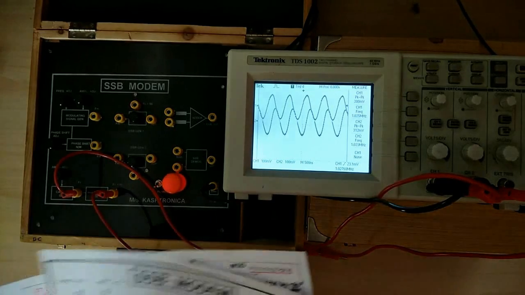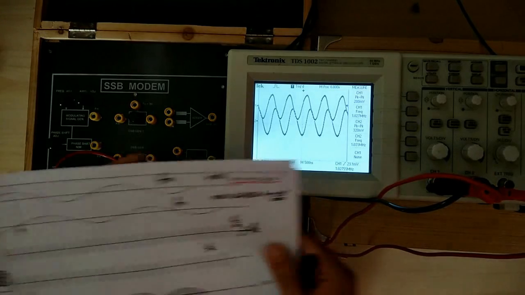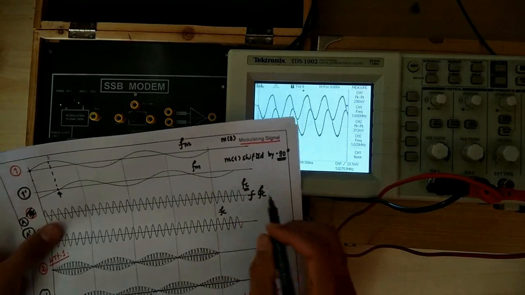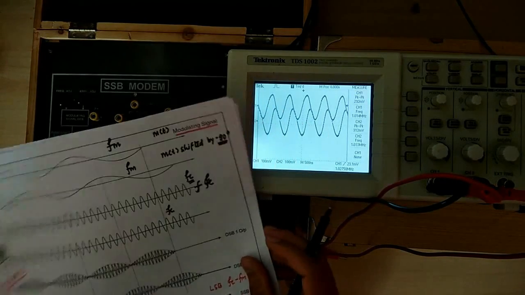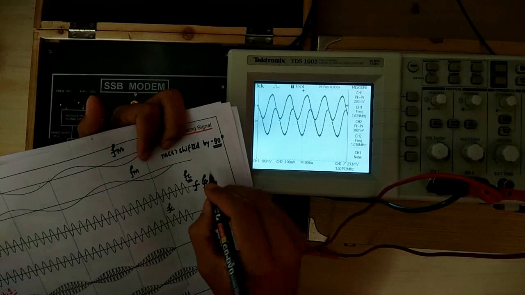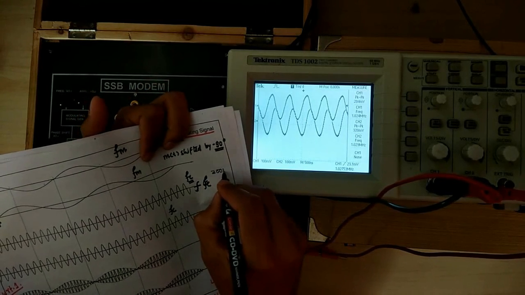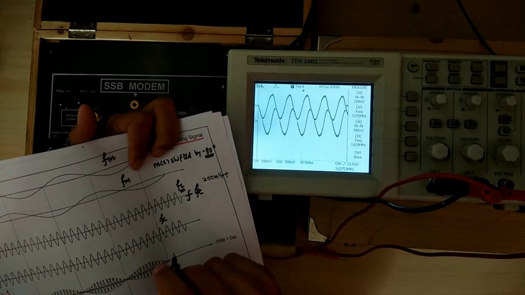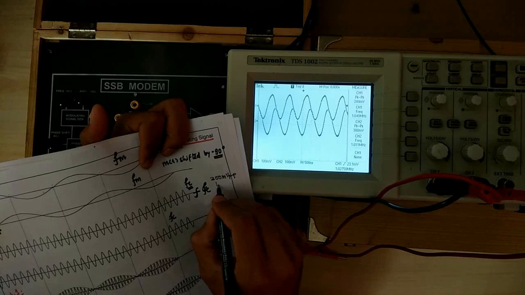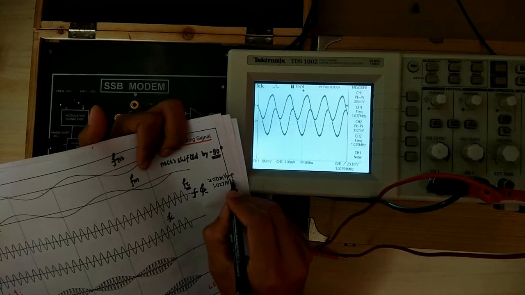So let me write the values of this signal so that we can keep it there. If you see the carrier signal, its amplitude is nearly 300 millivolt peak to peak. Its frequency is nearly 1.027 megahertz.